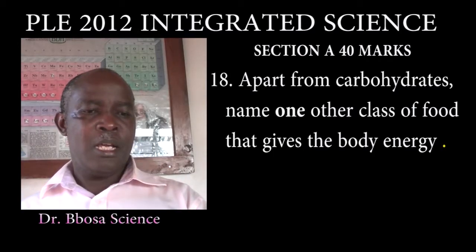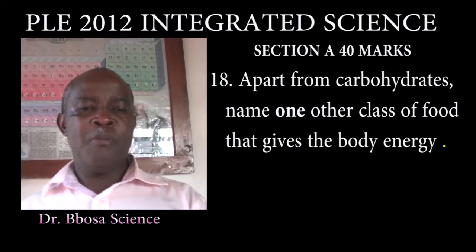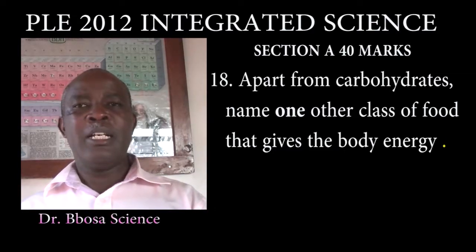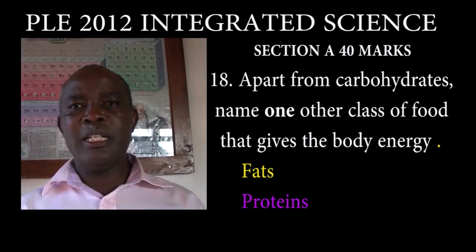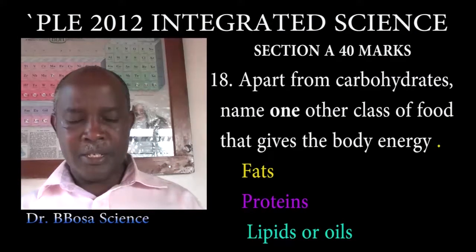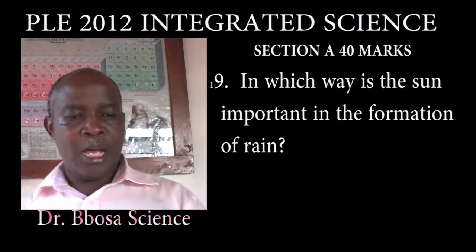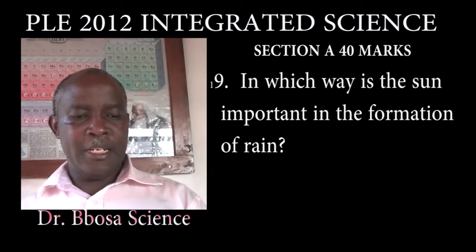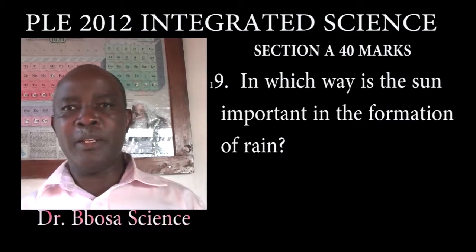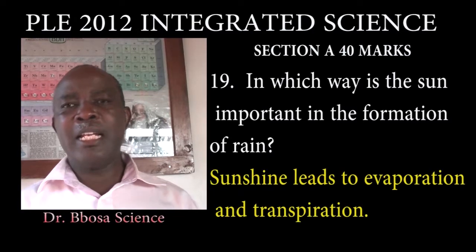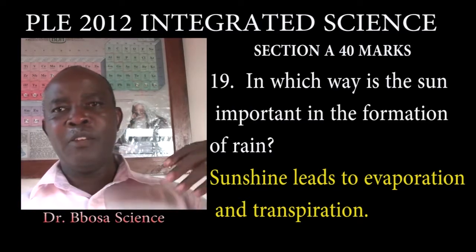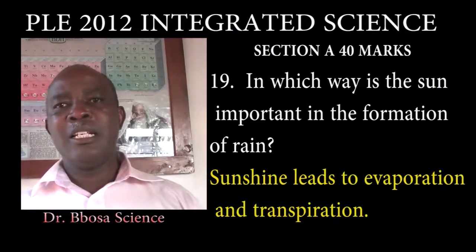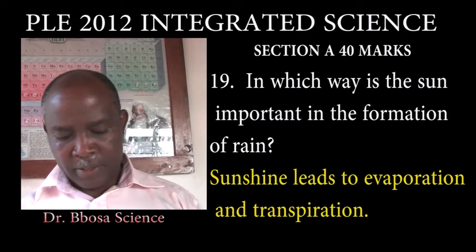Number 18. Apart from carbohydrates, name one other class of food that gives energy. It can be fats, proteins, lipids or oils. Number 19. In which way is the sun important in the formation of rain? Sun leads to evaporation and transpiration. When the water vapor reaches the sky, it cools into rain.